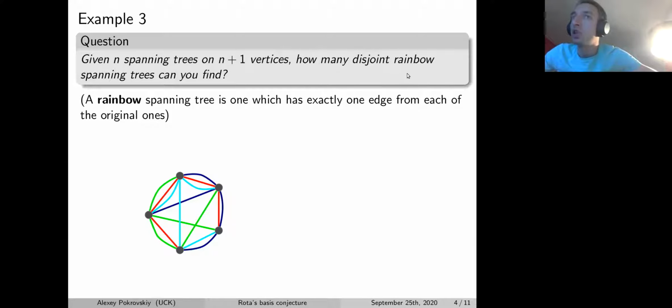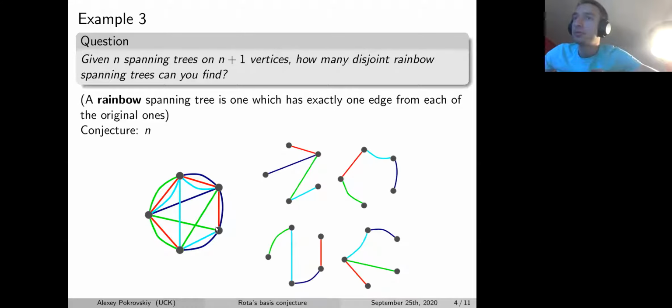How many disjoint rainbow spanning trees can you find? And again, the conjecture is you can get n of them. So here are 4 disjoint rainbow spanning trees. All of their edges have different colors. So these are 3 examples of what Rota's basis conjecture implies.